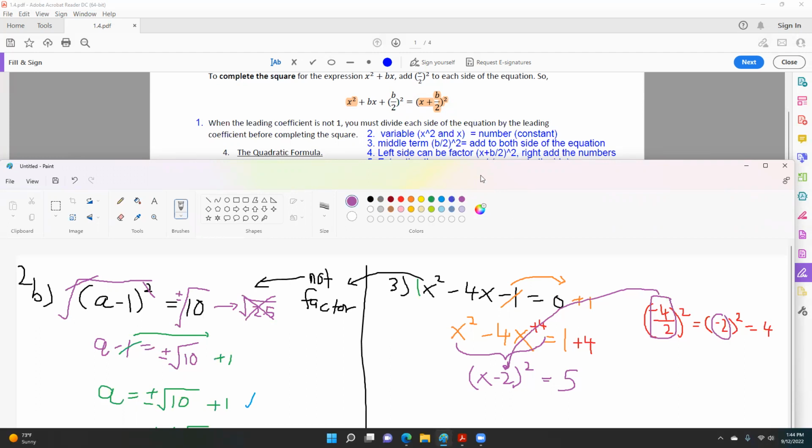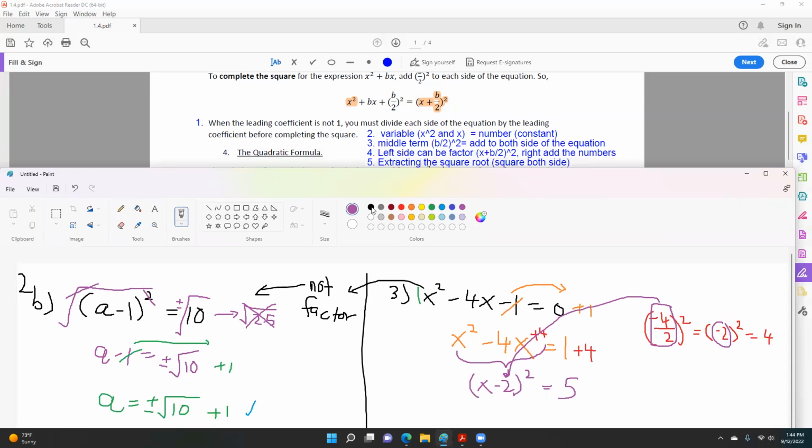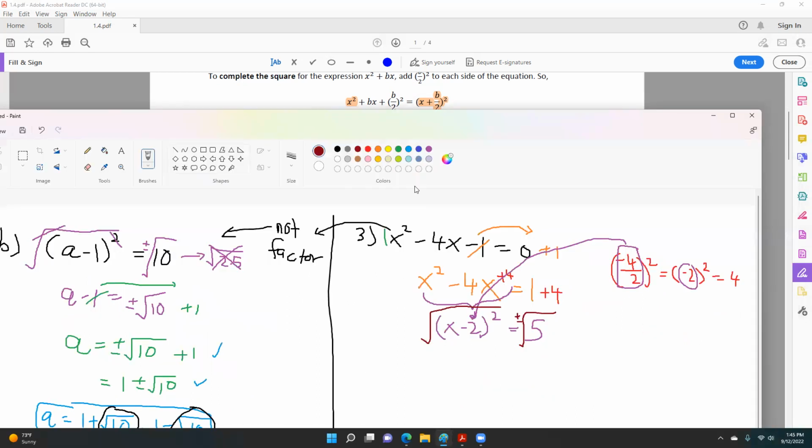And the last step we're going to do here is extracting the square root, meaning we have to square root both sides to get rid of the square. But when you square root on both sides, we have to do the plus and minus. So the square and square root will cancel. So what we have in this case is x minus 2. And again, what we found out is that 5 in this case is a prime number. So that means that 5 cannot be broken down, not like 12 or 20, 50. They all can be broken down to a perfect square.